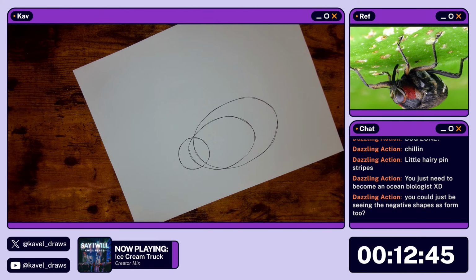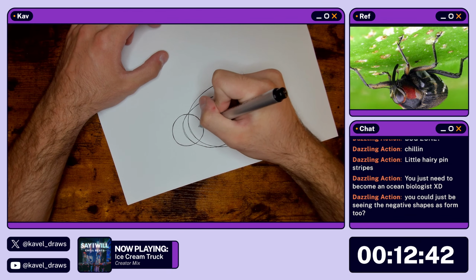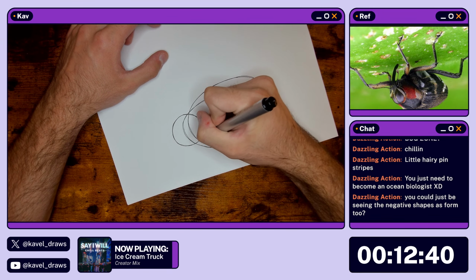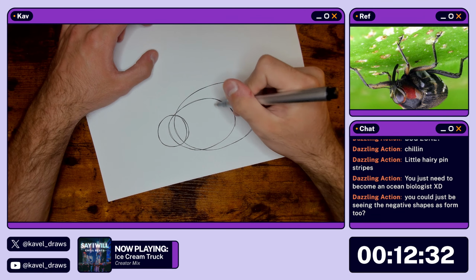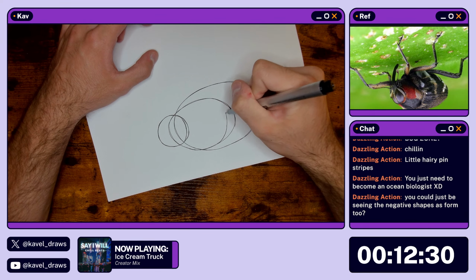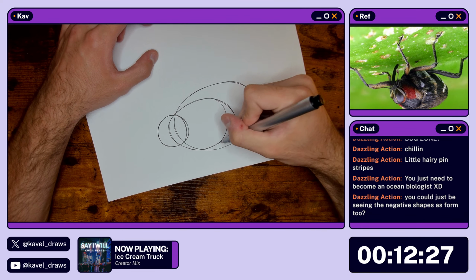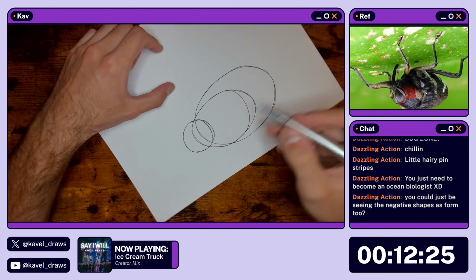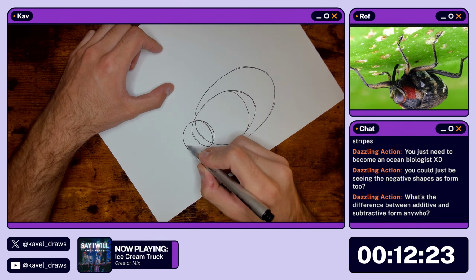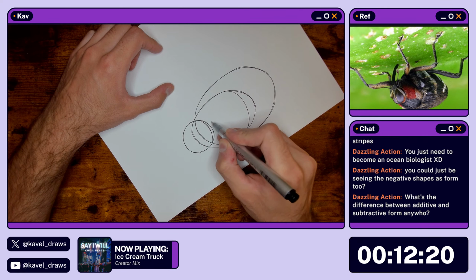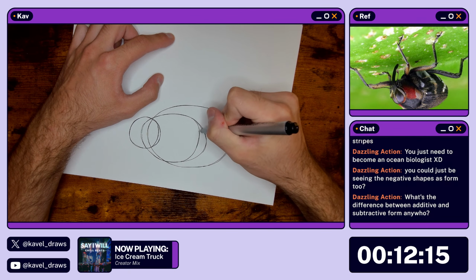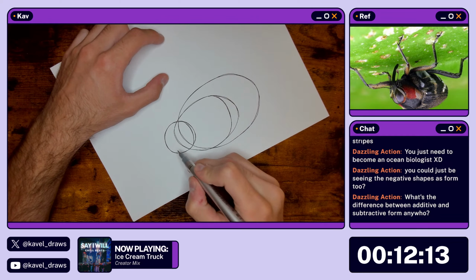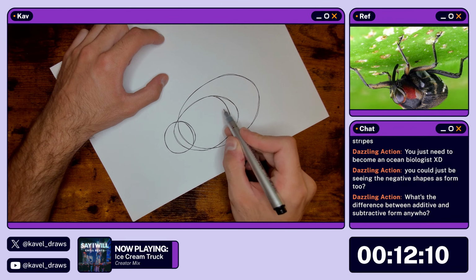Okay, let's intersect all of these. We have this one going into this one a tiny bit. We have this one going into this one. Oh, we won't double up on it. And then finally we have these very light but noticeable contour lines going around it.